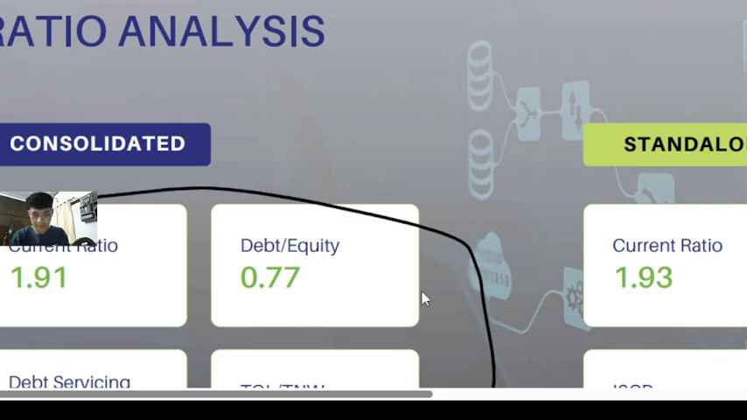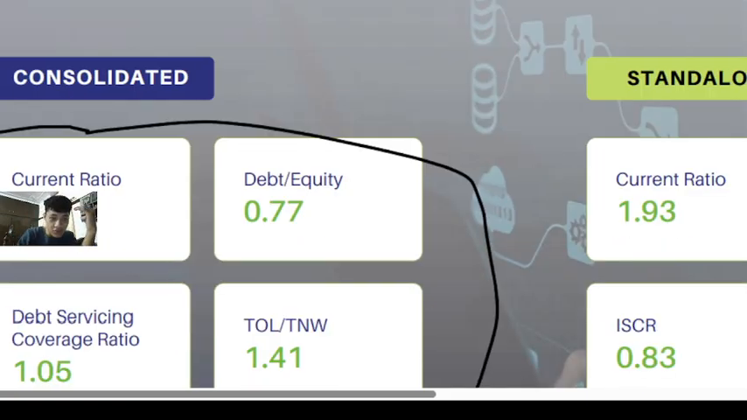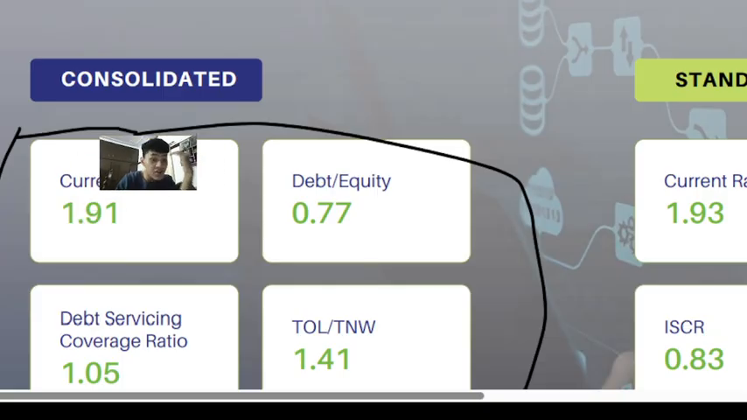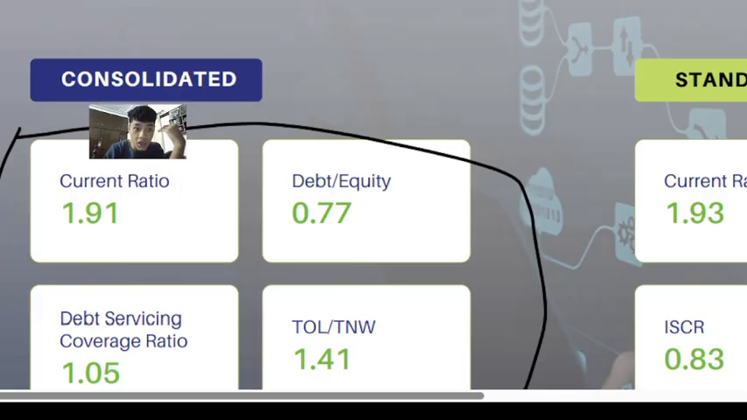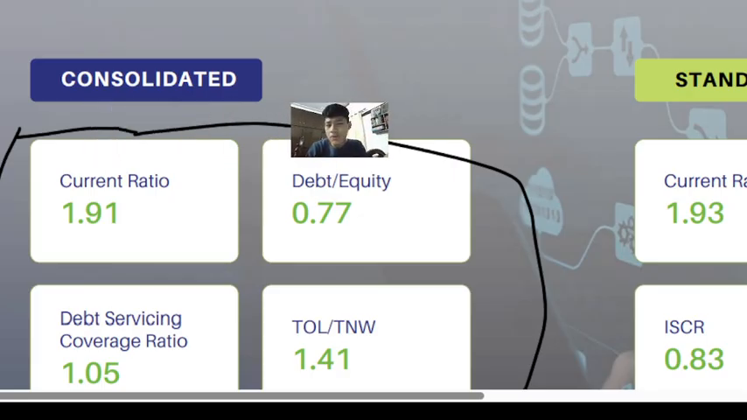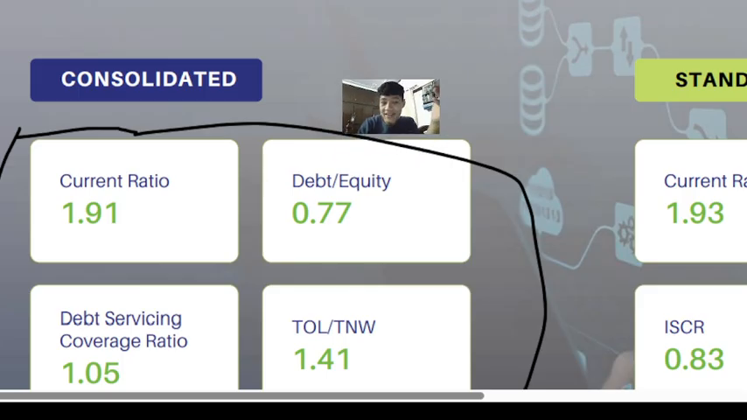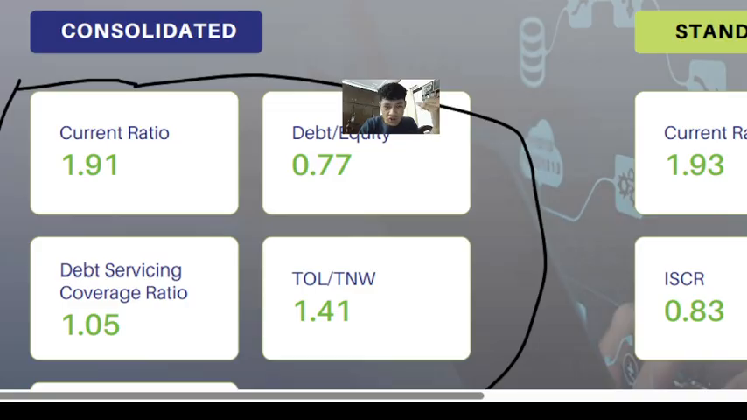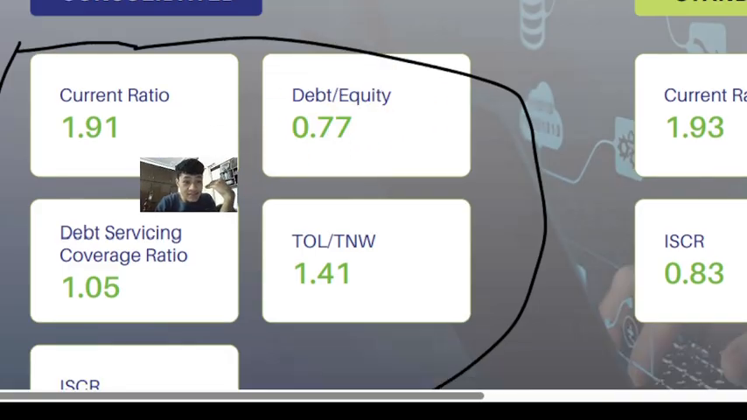Now, let's move forward. Ratio analysis. The company has a current ratio, where current assets are divided by current liabilities, of 1.91. This could be a good thing or a bad thing, not really sure. Debt to equity of 0.77 is actually pretty high. A debt servicing coverage ratio, basically EBITDA divided by interest payments plus principal loan payments as the denominator, is only 1.05. So a bit risky, actually pretty poor.